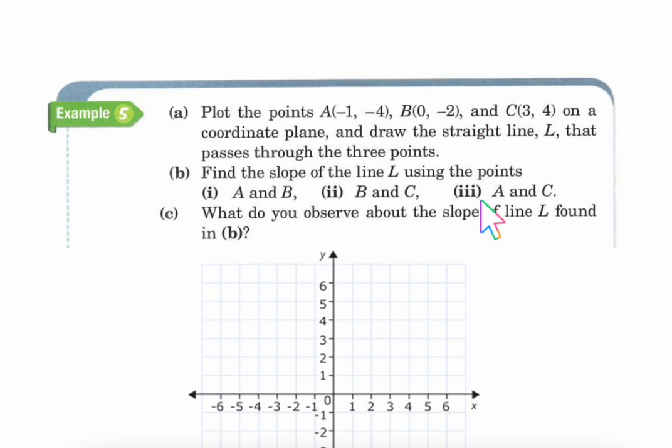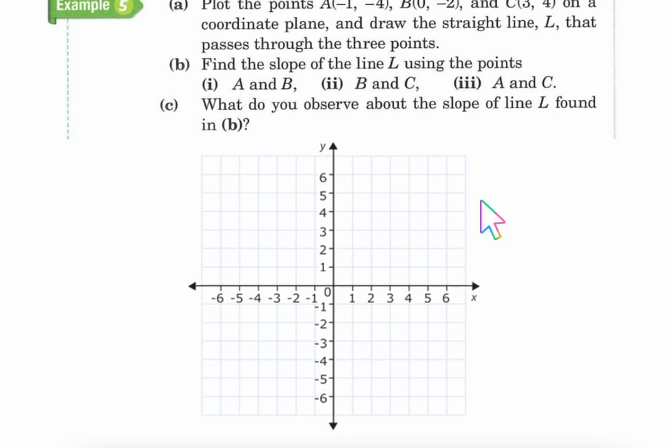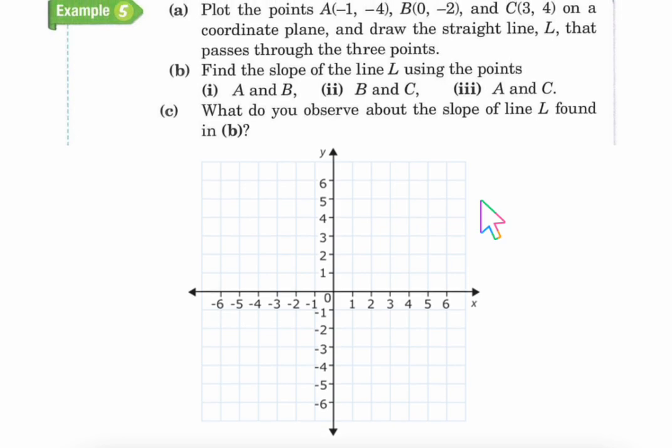All right, let's move on to example five from the book. Here they want you to plot the points A, B, and C on the coordinate plane and draw the straight line L that passes through the three points. Then find the slope of the line using the points A and B, B and C, and A and C, and then figure out what we observe. I'm very curious to see what's going to happen. So go ahead and pause the video and try it on your own first.